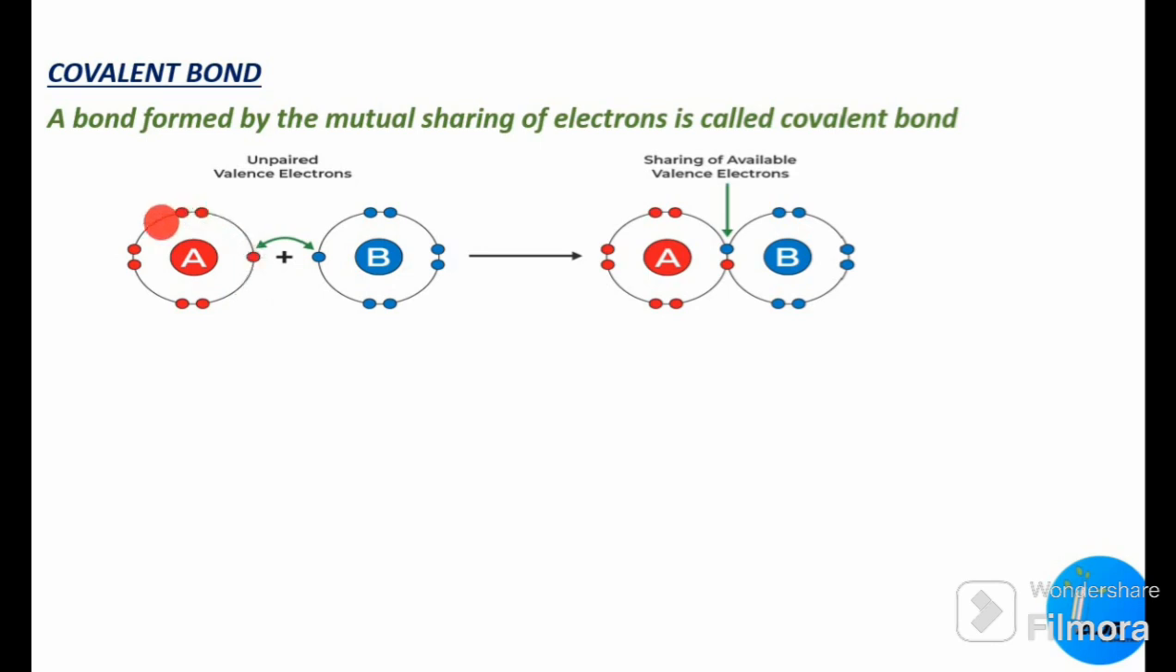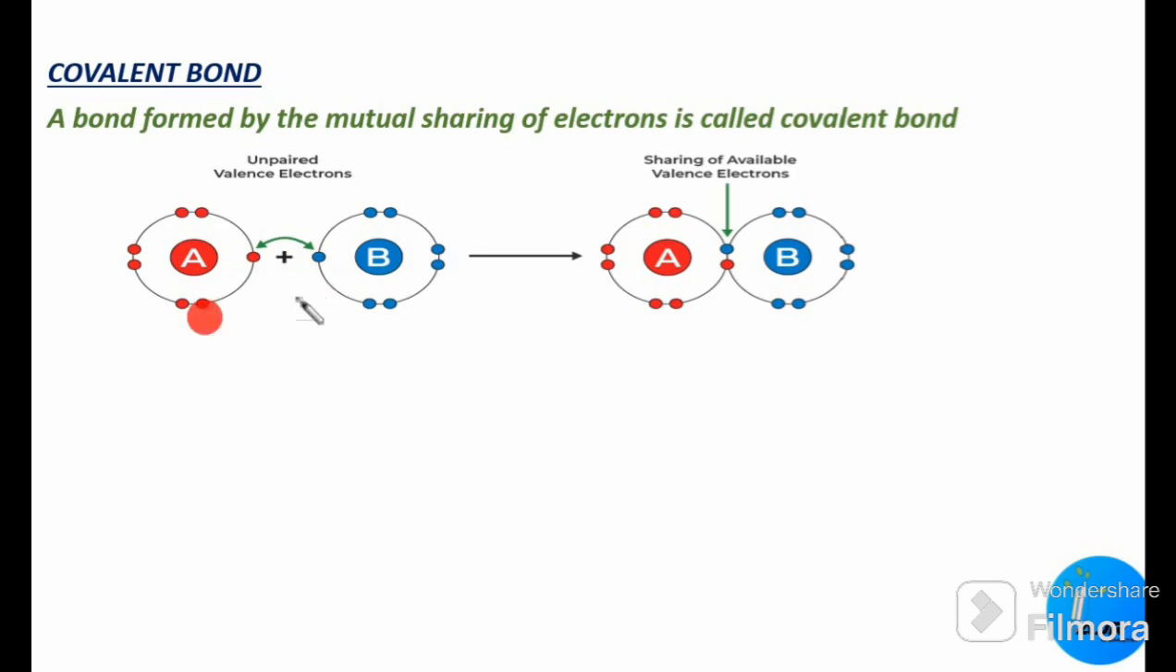See here, how many electrons are there in the valence shell? 7 electrons are there in the valence shell. Here also in the valence shell 7 electrons. So if this atom gets 1 electron and this atom gets 1 electron, then both will be attaining their octet nature. So what happens here? During the formation of a covalent bond, the two combining atoms contribute an equal number of electrons, and they share the electrons among themselves.